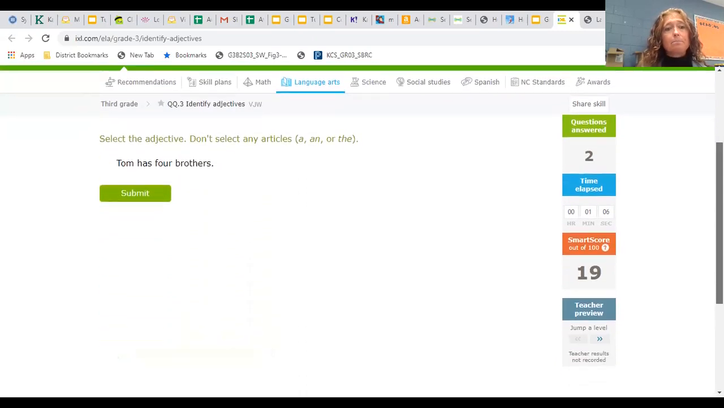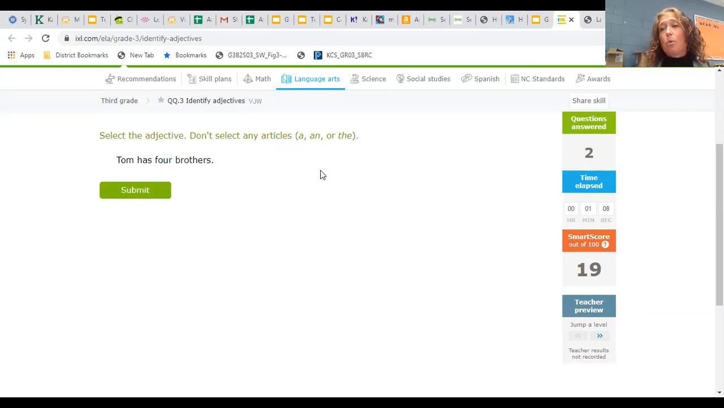All right. Tom has 4 brothers. Both Tom and brothers is a noun, but Tom has no adjective that describes it. So brothers would have the adjective, and the adjective is 4. It's telling us how many brothers there are.